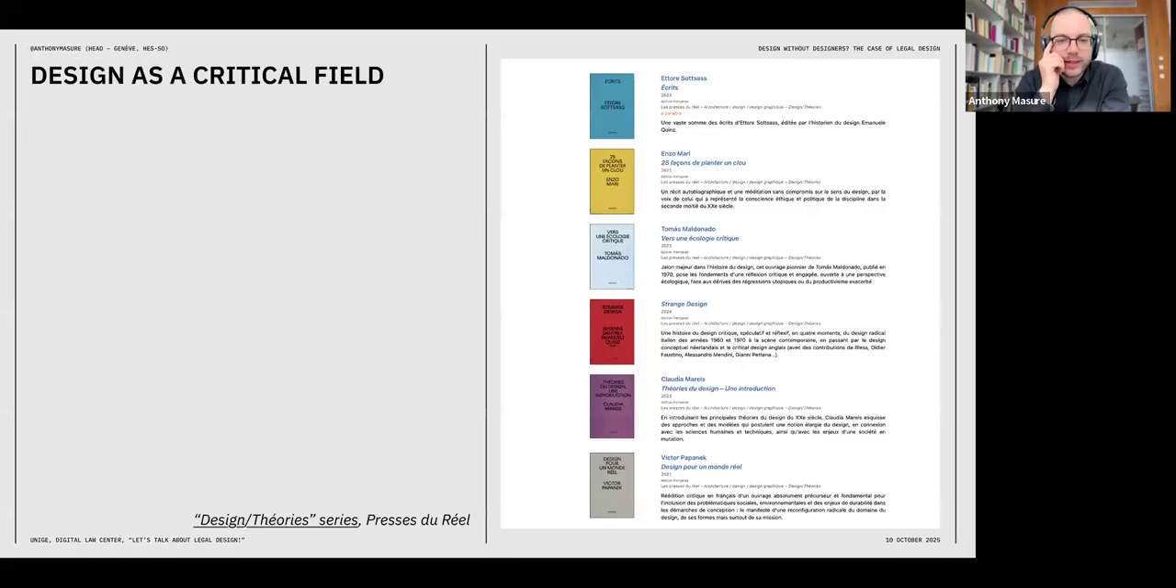So design is a critical field. And if you want to know more, this is a really good collection in French, but they are translations, so you can have them in English also from the publisher Presses du réel. Anything on that list is good to read.